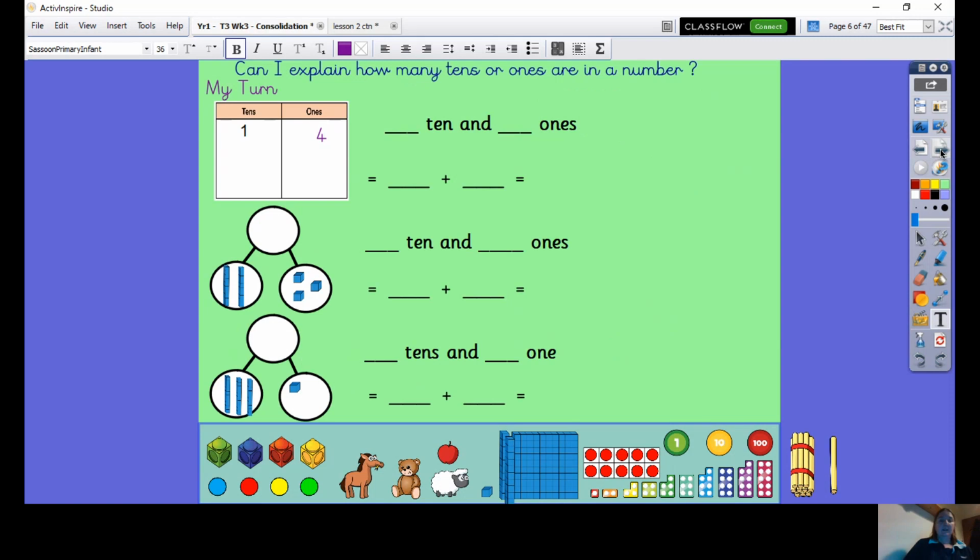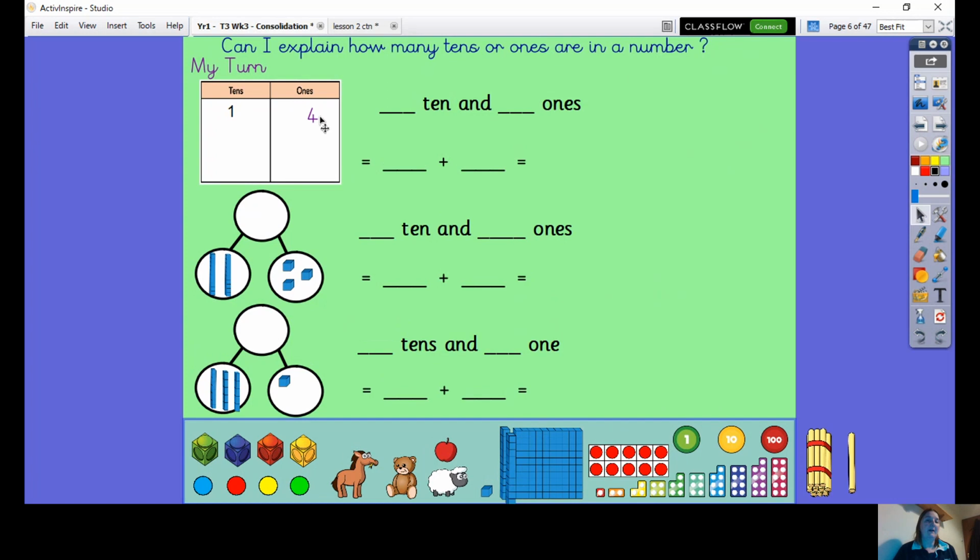Okay, so this is my turn. This time I'm showing the numbers in different ways. Here this is a tens and ones frame, and I've got part whole models as well. So up here, what I'm saying is I have got 1 ten.